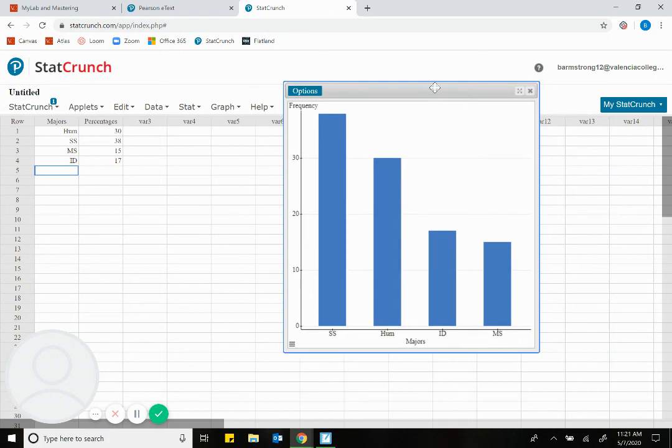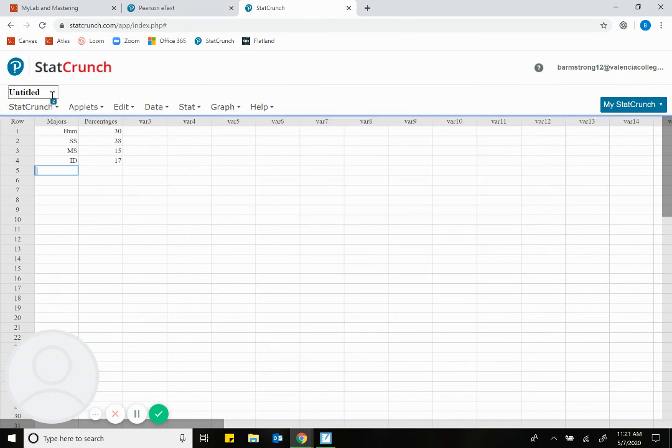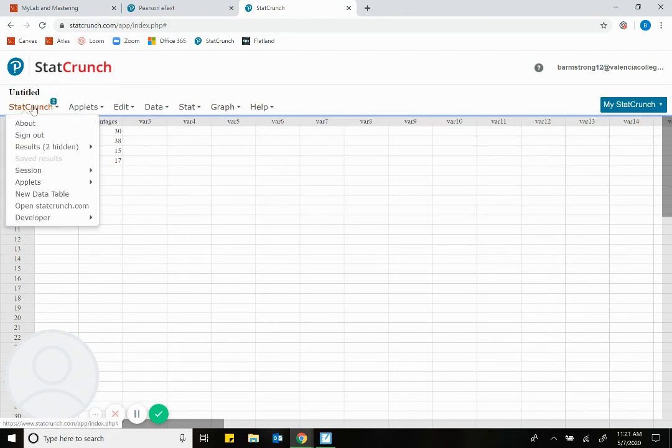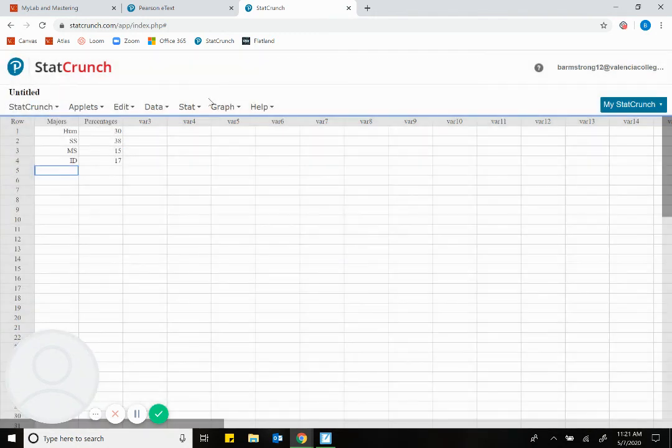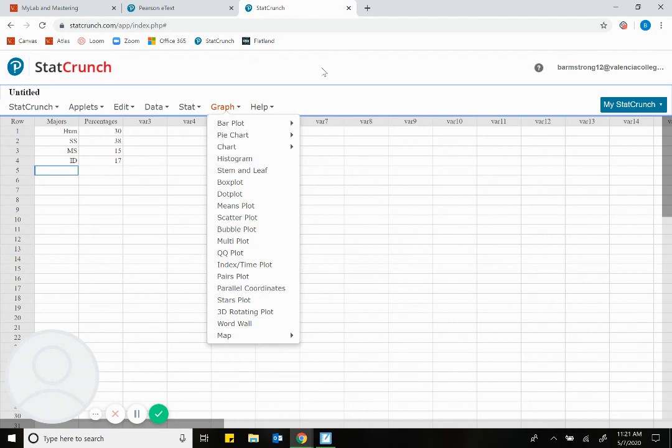Play around with StatCrunch. There's a lot of cool things that you can do, and you can't mess things up. I mean, as long as you put your data in, if you mess up this screen, you're like, I don't know what I did. You can always just get rid of it. Come over here. Oops. And delete all those that you made, and then just do it again. Go in here and play around. Lots of cool things that you can do.